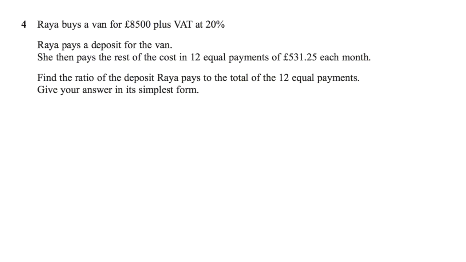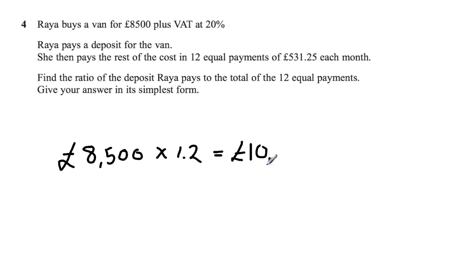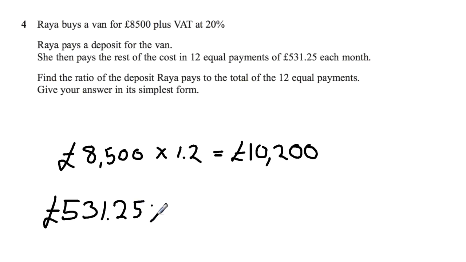So the first thing we need to do is work out how much Raya pays for the van in total, which includes VAT. So we're going to multiply 8,500 by 1.2, which equals £10,200. It says in the question that Raya pays £531.25 each month for 12 months. So let me just quickly do the math: 531.25, we're going to multiply that by 12, which equals 6,375 pounds.